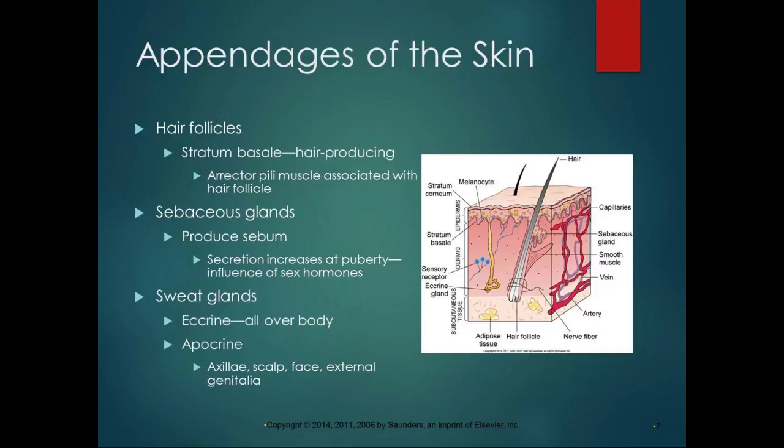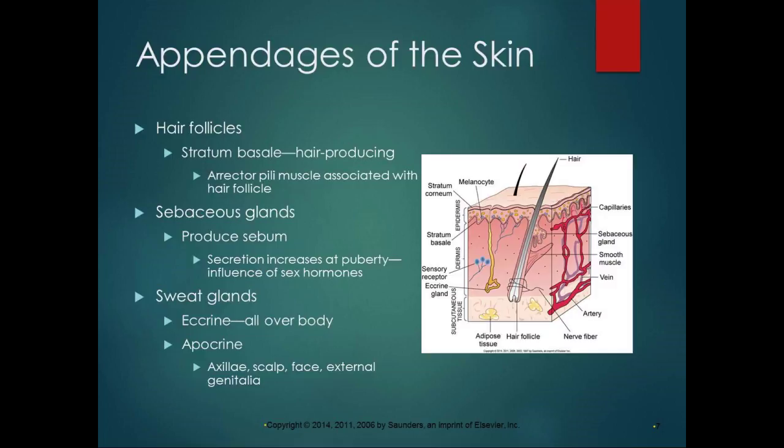Apocrine sweat glands are located in the axillae, scalp, face, and external genitalia, and the ducts of those glands open onto hair follicles. So the secretion of sweat or perspiration is odorless when it's formed, but bacterial action by our normal skin flora often causes odor to develop with sweat.